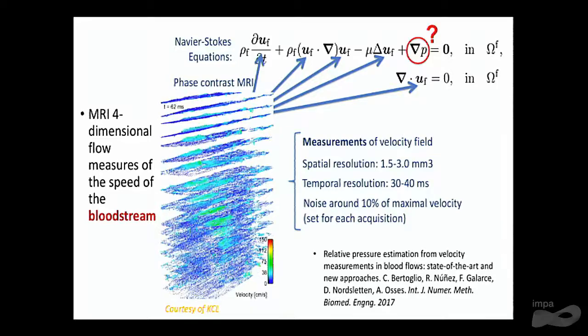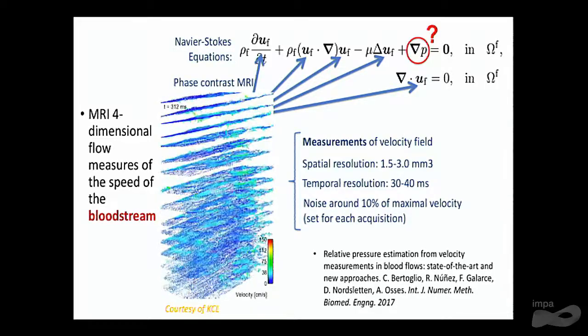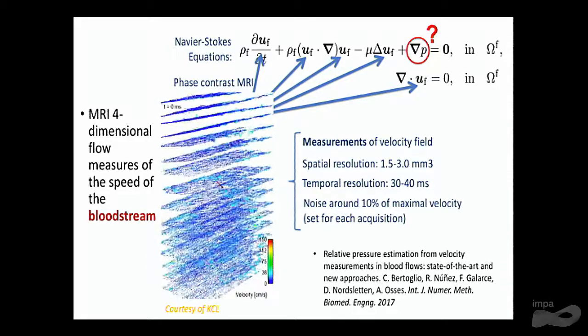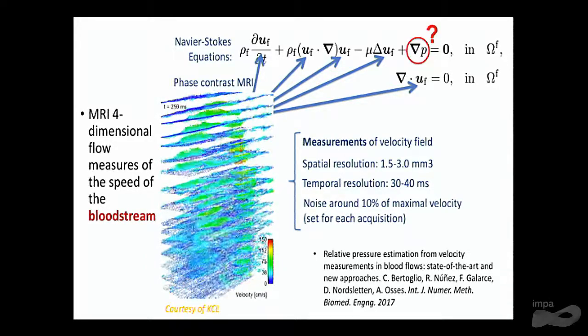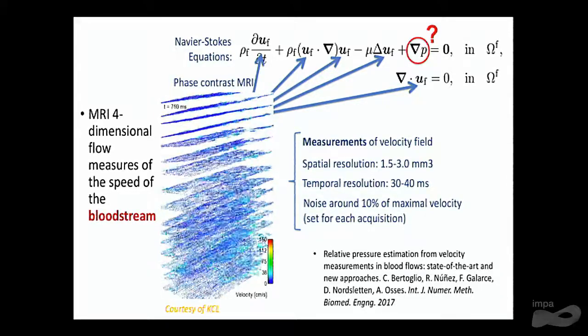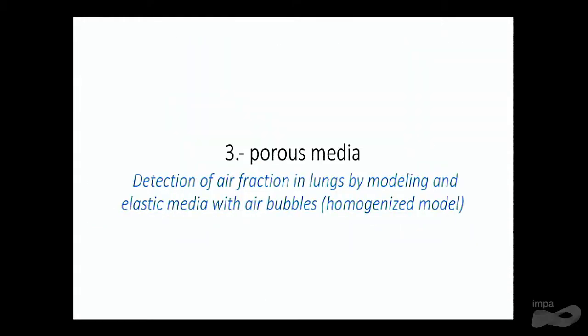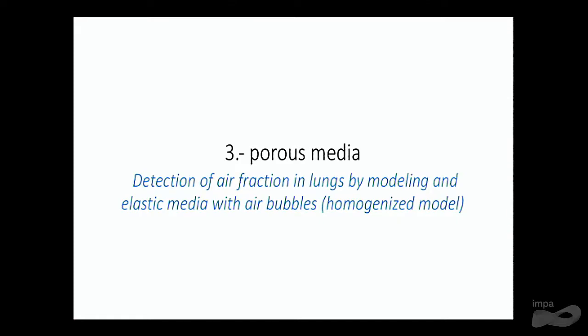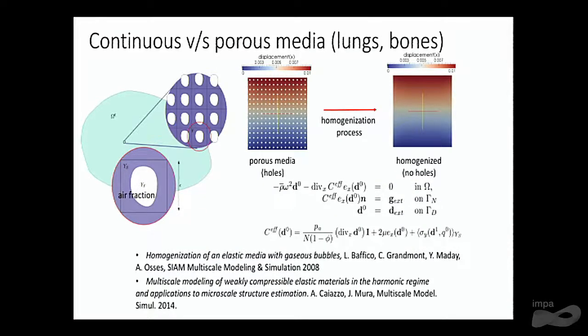So we proposed some variational methods using test functions satisfying the Stokes equation, etc. But this is a typical application. So it's very important to obtain this without error, without aliasing, without noise, etc. And finally, two applications. We are working in porous media with homogenization, and also we have some results about recovering the air fraction in lungs, which is important.